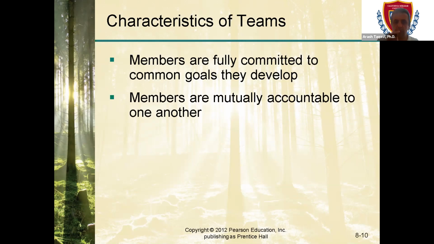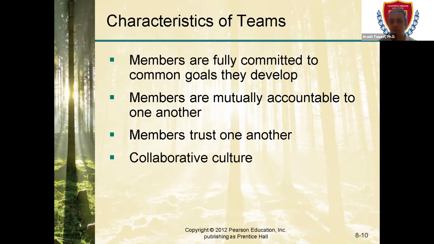Members are mutually accountable to one another, one to one, accountable to one another. It is not about me, it is not about you, it is about us. Why? Because we are the team members. Members trust one another, trust each other. Why? Because everybody knows that at his or her best skillful level of skills training, he or she trusts other people to achieve the goals, to achieve the team goals. So trust, commitment, common goals, and accountability are the major words we can use.